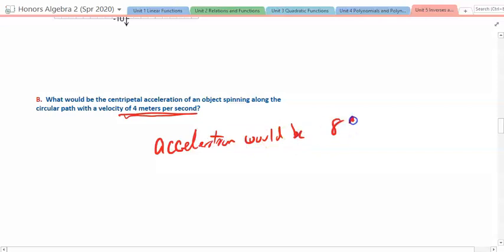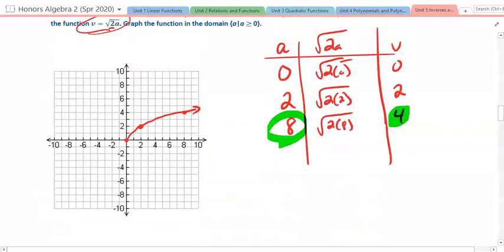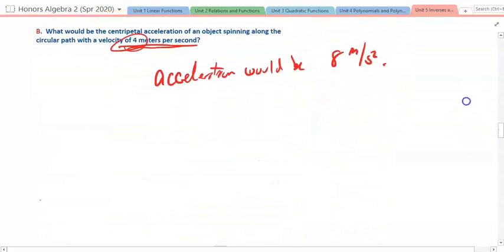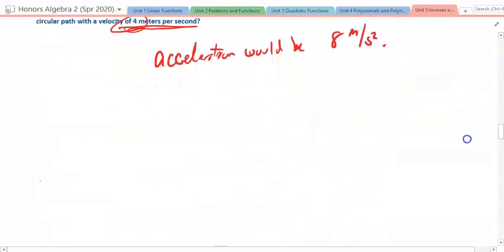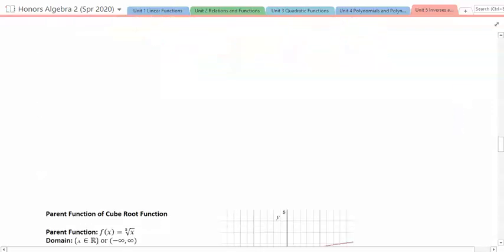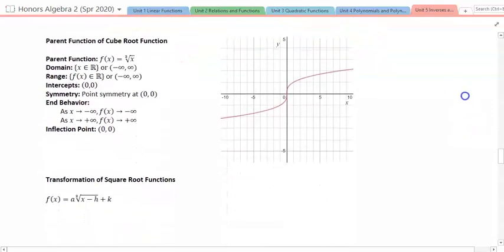Acceleration would be 8 meters per second squared. Okay, and again, that's just going from our table that we found. If that value was not on our table, we could plug in this value for v and solve for a, and those go through our steps of solving. So I would square both sides, and then divide both sides by 2. But again, we already had it in the table, so I didn't have to do any extra work for that one.